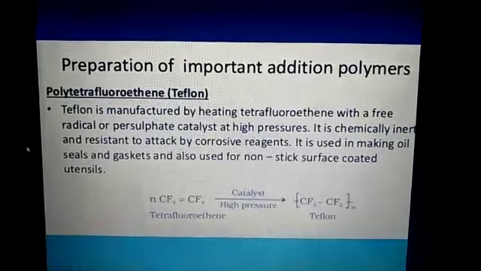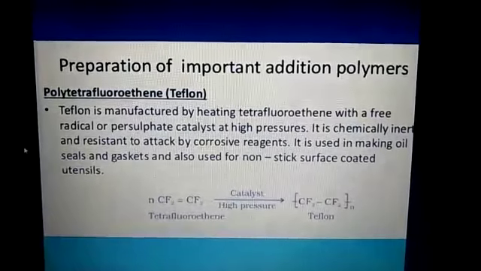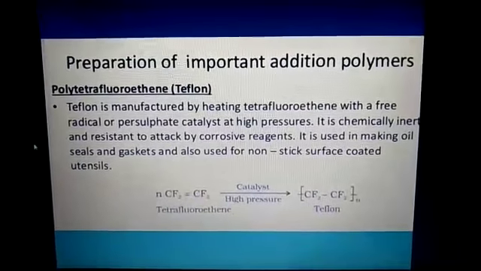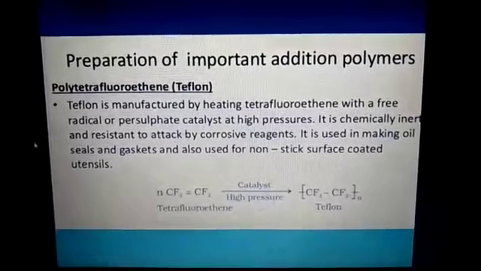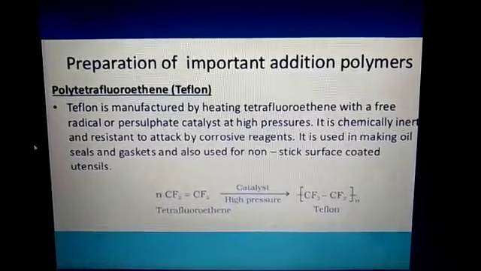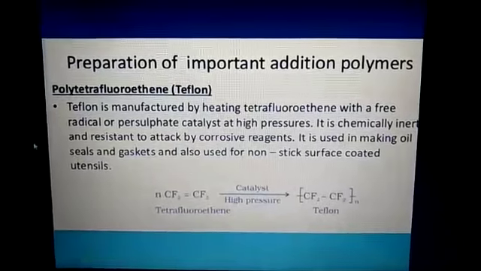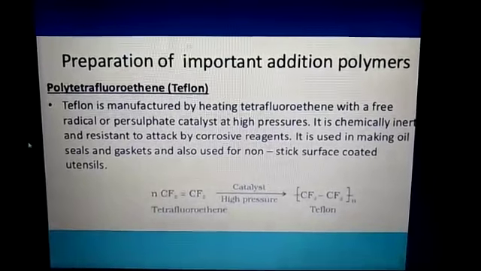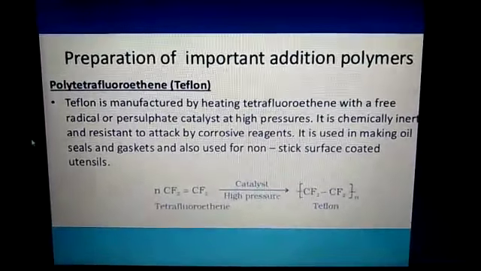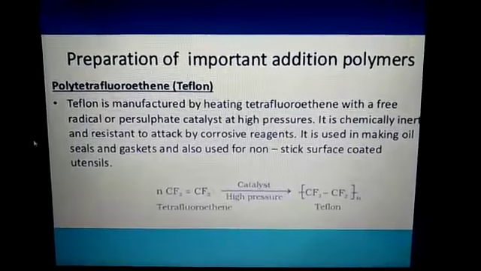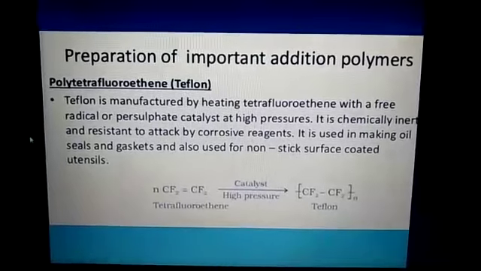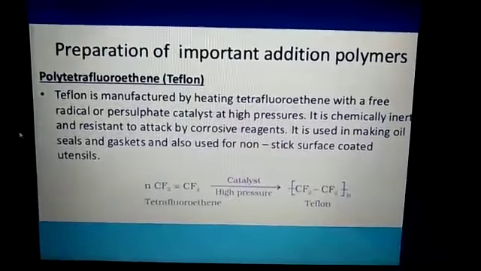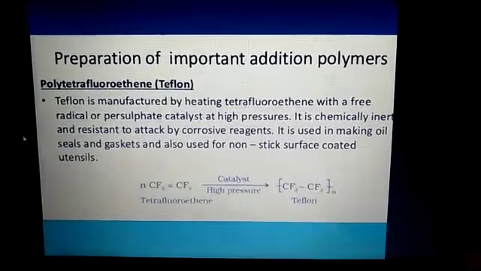Second is Teflon. Teflon is also known as polytetrafluoroethene. Teflon is manufactured by heating tetrafluoroethene in presence of peroxide or ammonium persulfate as a catalyst under high pressure. Because of the great chemical inertness and high thermal stability, Teflon is used for making non-sticky utensils. A thin layer of Teflon is coated on the inner side of the utensils. It is also used for making gaskets, pumps, packing, valves, seals, non-lubricating bearings, etc.